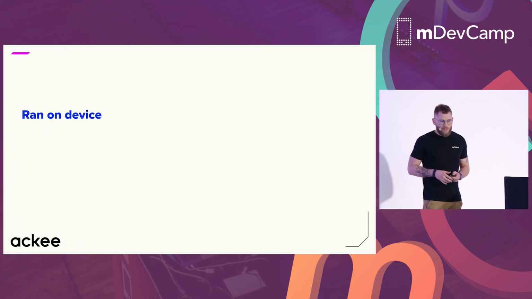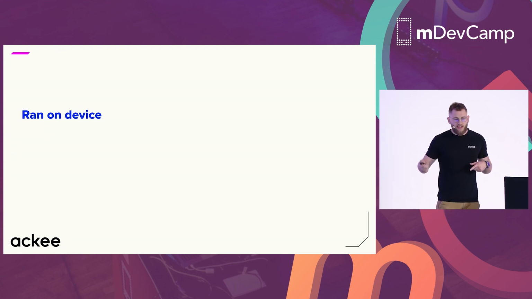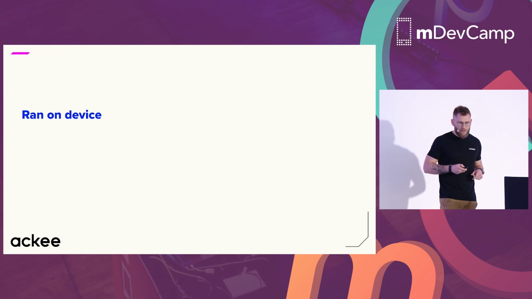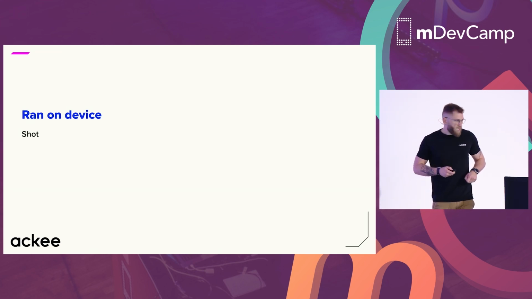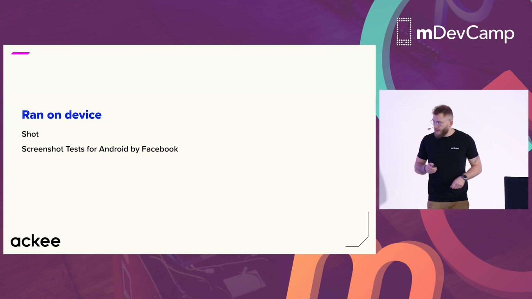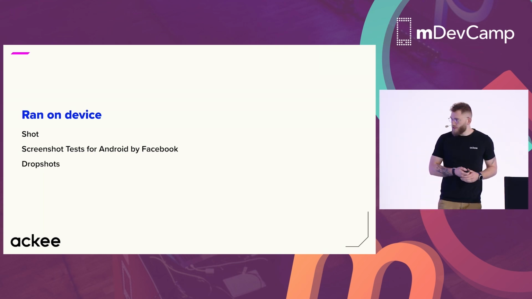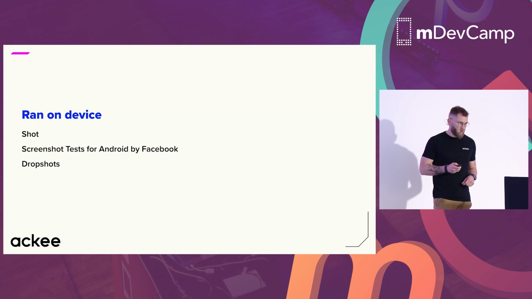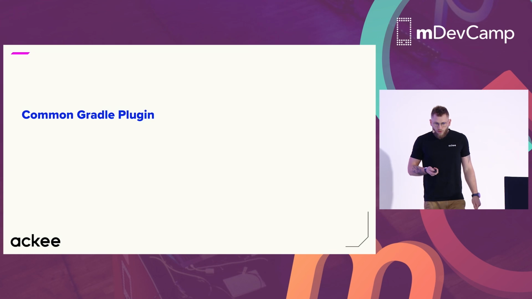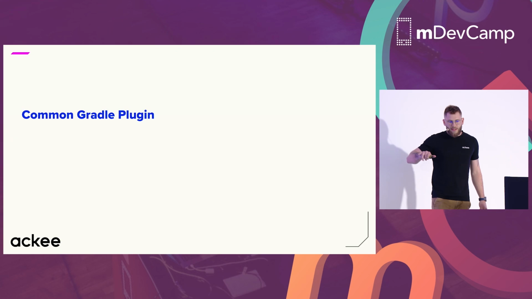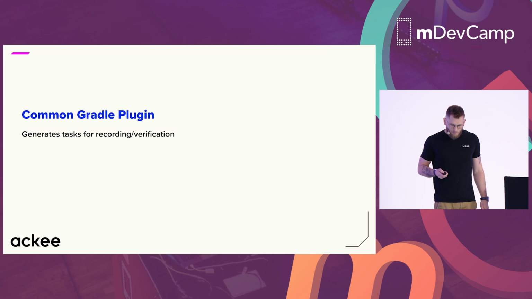I will first talk about the ones that actually need the actual device to run while you are using them. The first one is Shot. The second one is the beautifully named library called Screenshot Tests for Android by Facebook. And the third one is Dropshots, which is a pretty new library from Dropbox, which was released last year, I think. What all of these have in common is that besides the actual dependency that you need to specify in your build file, you also need to specify a Gradle plugin.